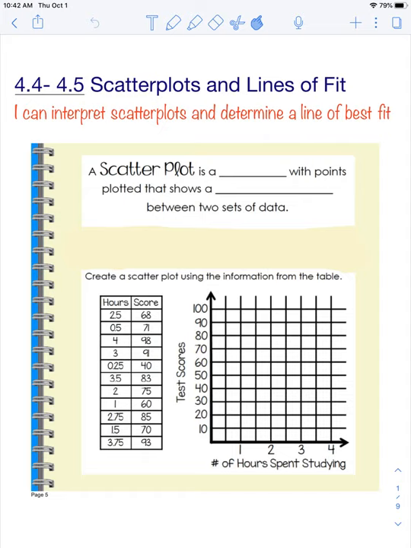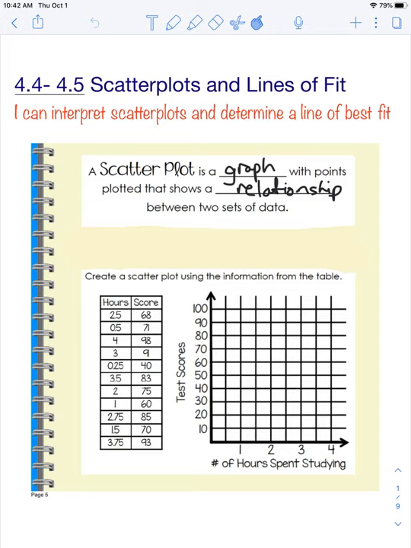All right, so a scatter plot is a graph with points plotted that shows a relationship between two sets of data. We are going to create a scatter plot using the information from the table. So we're going to take each of these points and plot them on the graph. So notice hours is the x-axis and test scores is the y-axis.